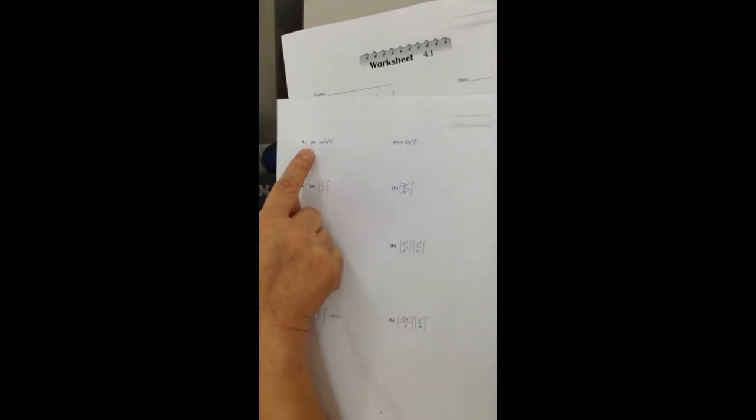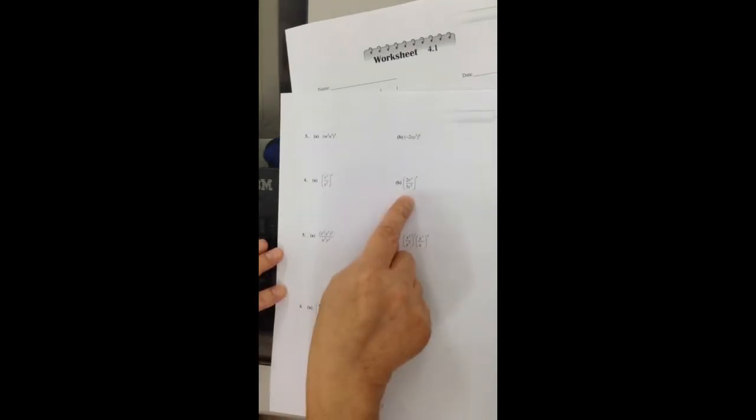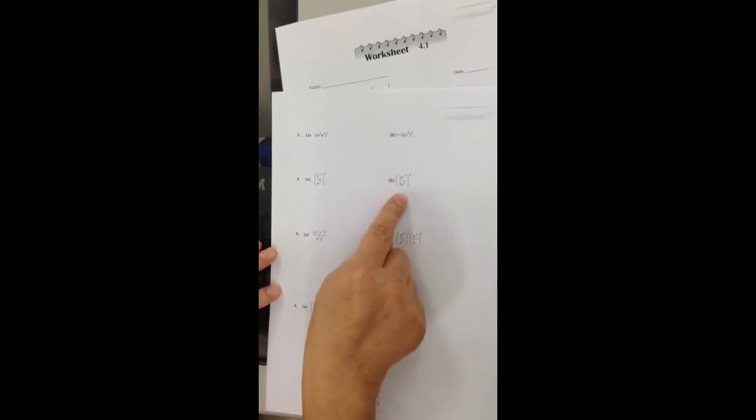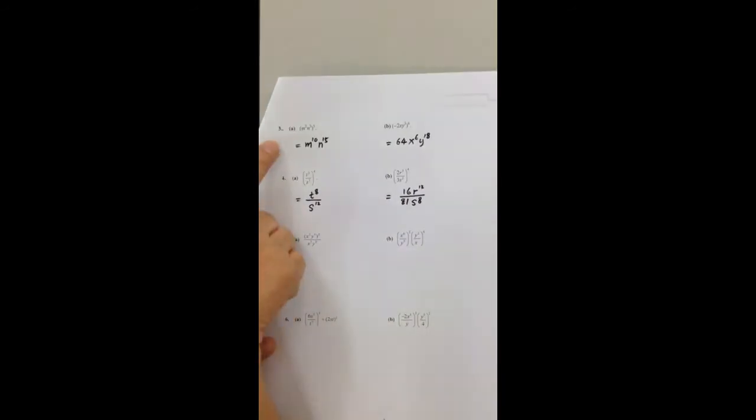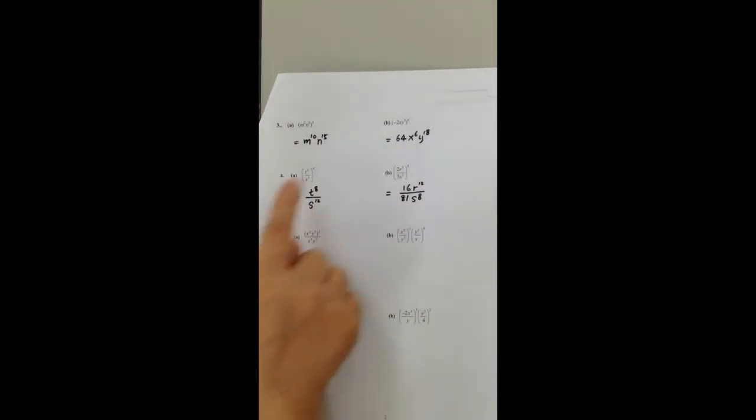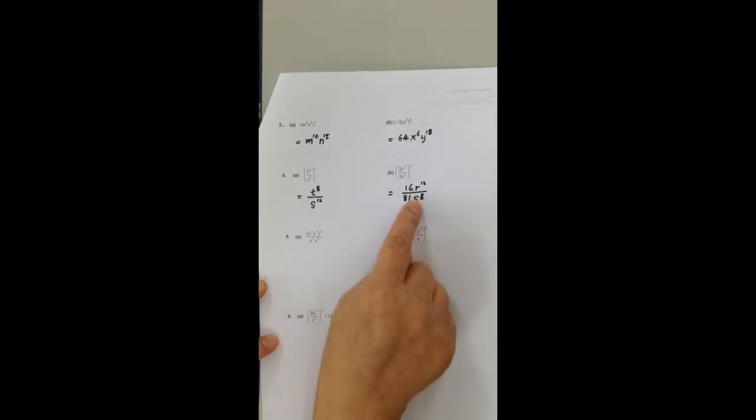Now, after watching the video, you have to do some classwork. Please turn to worksheet 4.1, page 2. You have to do question number 3 and number 4. Later, I will check the answers with you. Okay, now we are going to check the answers. Please check your answers for 3A, 3B, 4A, and 4B.